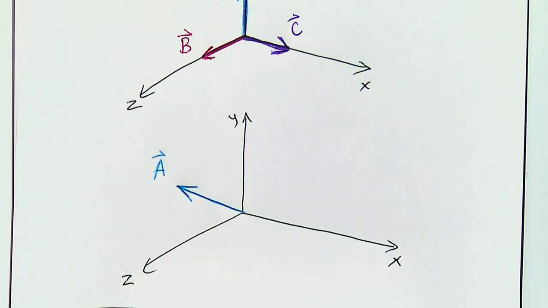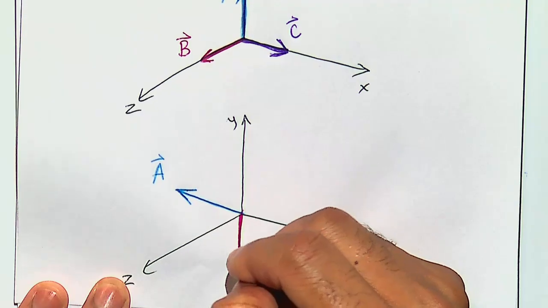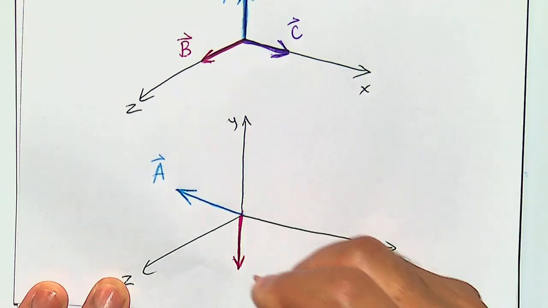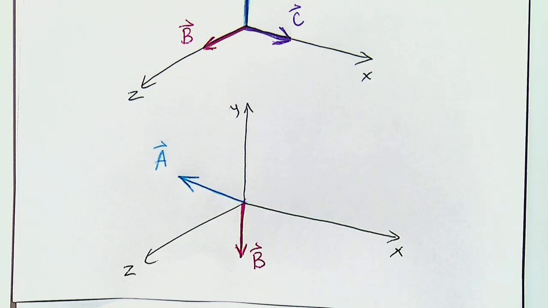Okay, B, any other direction for B? Negative y direction. Negative y, okay, cool. So let's put B in the negative y direction, right? So this is B. Okay, all right, so A cross B is where?